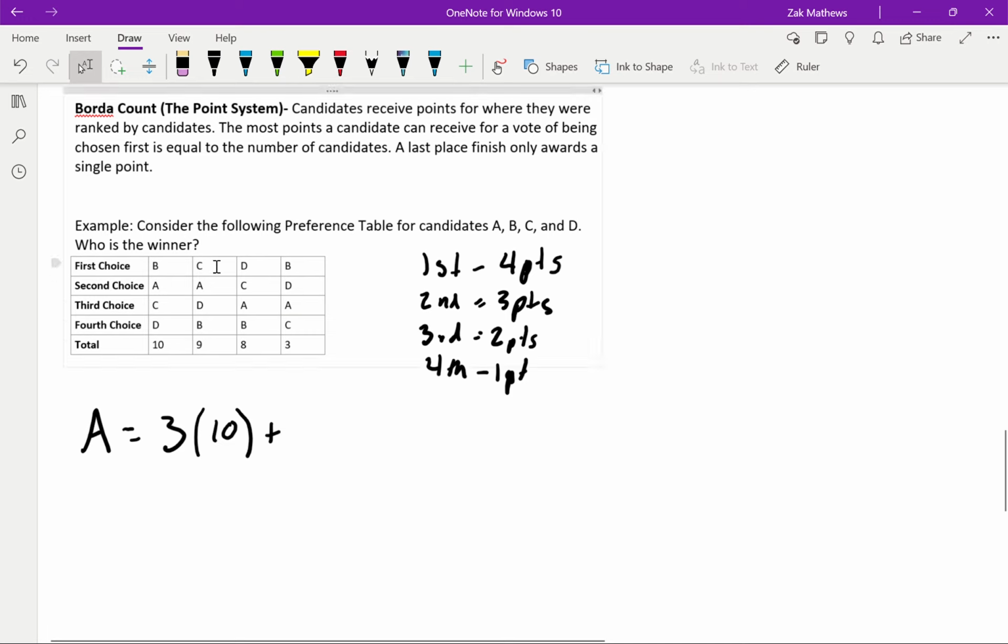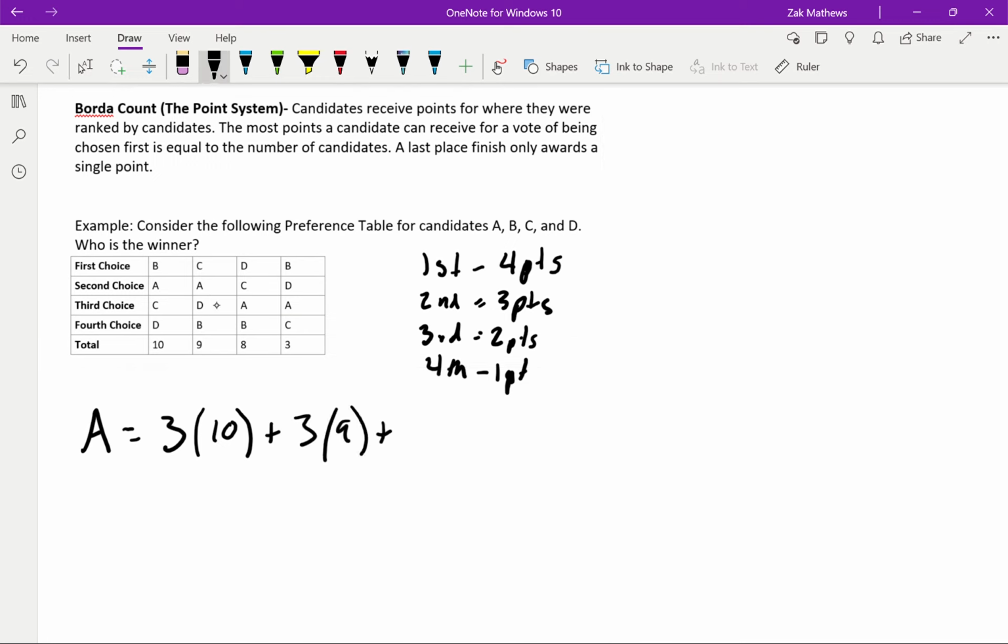In the next set of ballots, even though the top candidate was different, A is still finishing second, so it's still getting 3 points for those 9 ballots. In the third list, candidate A finished in third place, so it only gets 2 points for those 8 ballots. And then was again the third place finisher in the last count group of 3.